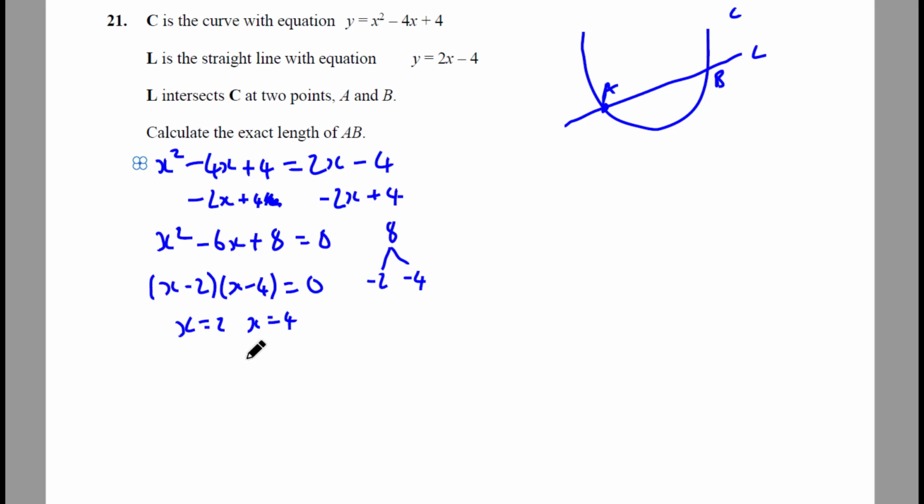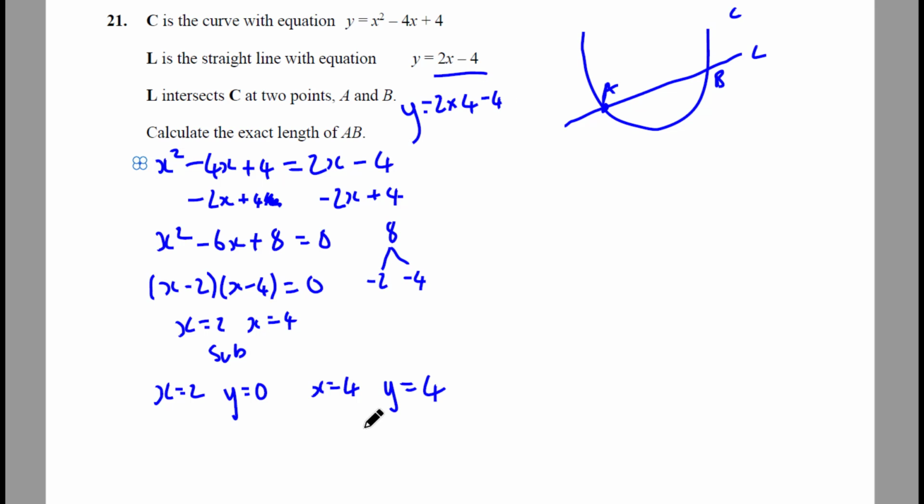Now, because we had to find the length of AB, we do want to find the coordinates, so let's sub these into the easiest formula we can. So when x equals 2, I'm going to sub it into this one because that's easier. y equals 0. And when x equals 4, 2 times 4 minus 4, y equals 4. Just so you can see what I'm doing there. So we've got two coordinates, (4, 4) and (2, 0).